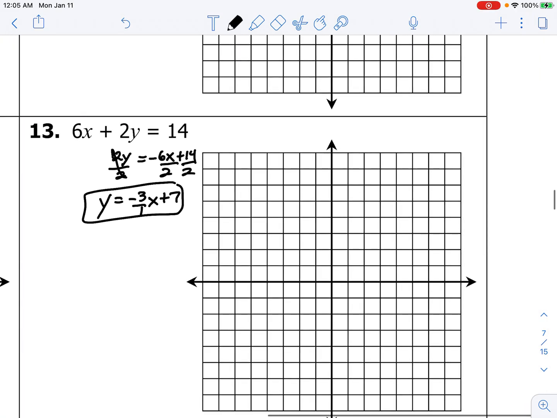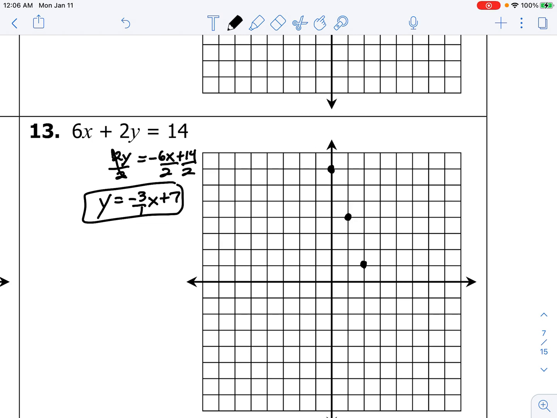Okay, so we're going to plot it at +7. So we're going to go up 1, 2, 3, 4, 5, 6, 7. And then we're going to go down 3, right 1. So down 1, 2, 3, right 1. And then one more time. And then draw our line.